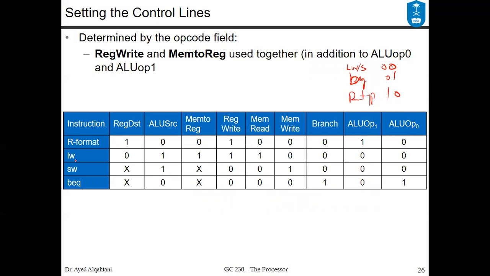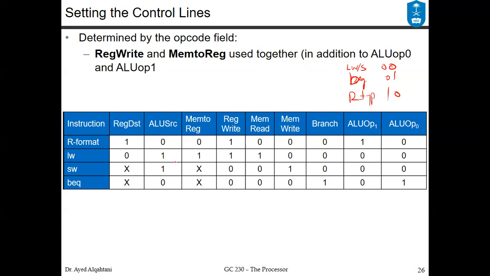So for the load, I'll mention it quickly and you can go and check the hardware. The register destination should be RT. This is why we have 0. The ALU source should be equal to 1 because we need the sign extended value that comes from the instruction. We need the offset, and then we sign extend it to 32-bit, and we give it to the multiplexer, and we choose 1 to pass it to the ALU. We choose ALU source equal to 1.